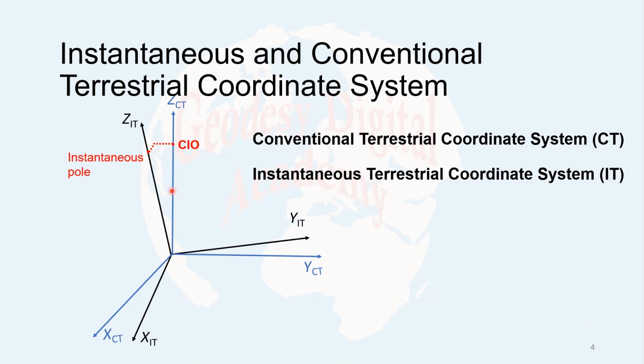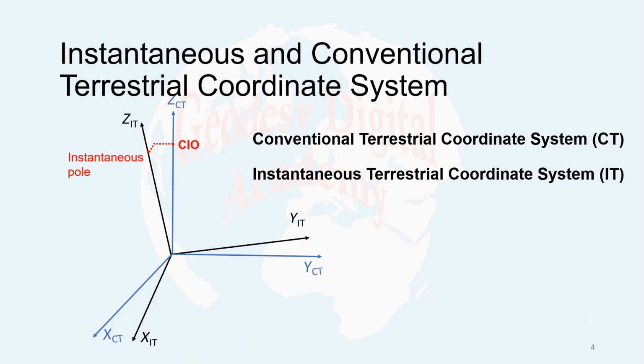So theoretically, we can show these two movements by two rotations. One rotation from here and one rotation from here to transform the coordinates from CIO, the average coordinate system, to the instantaneous coordinate system.